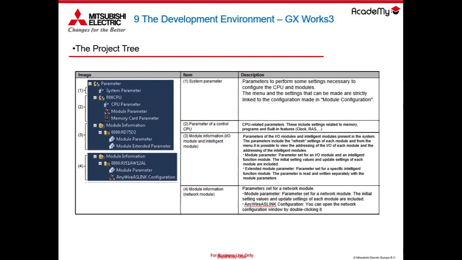In addition, in project 3, part of the system parameters. Parameters related to the CPU are found as soon as we open the GX Works tree, under module parameters. Here we can configure the IP of our built-in Ethernet port, and the module information section is populated gradually as modules are added in the hardware configuration.